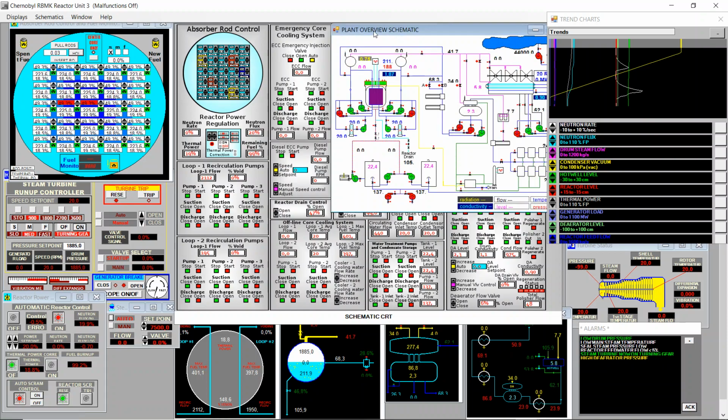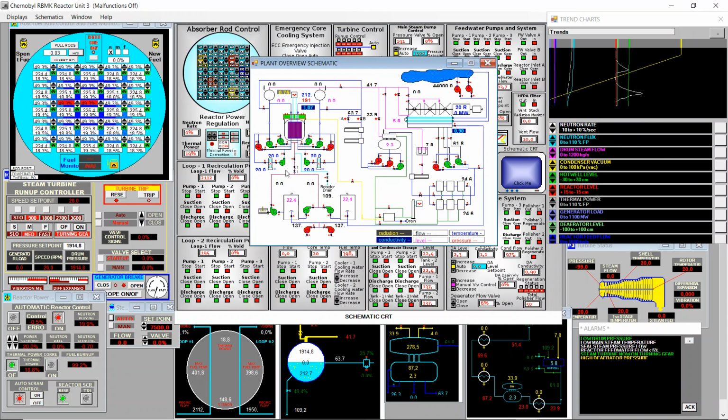I will just have a look into the plant overview schematic and everything looks fine. The 2 pumps here, I just connected the second feedwater pump, even if this is not by the book, just to cope with this 20% of reactor power.